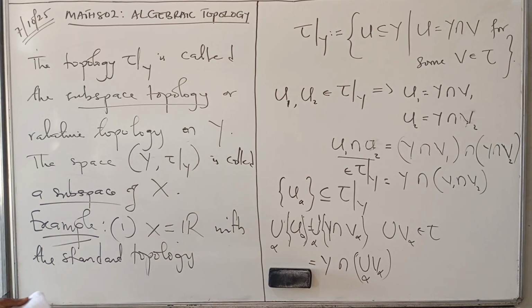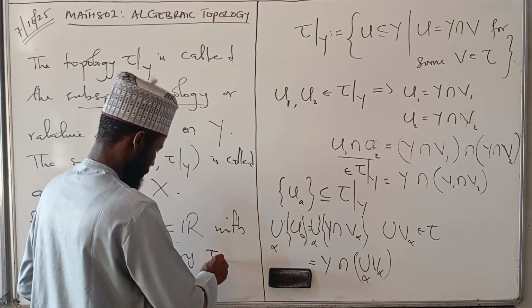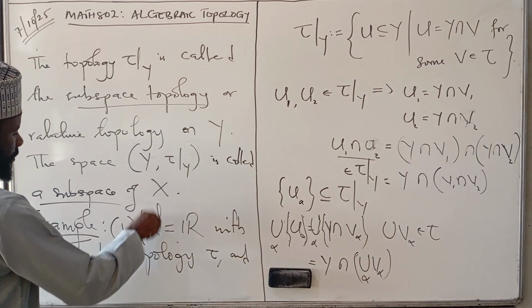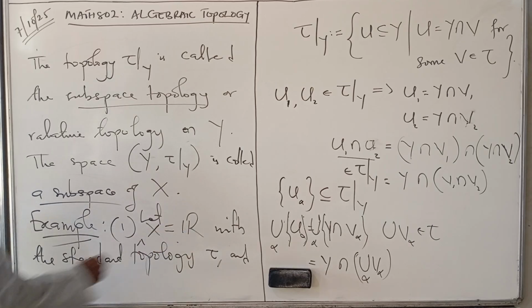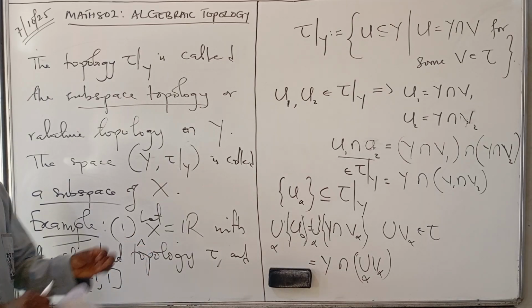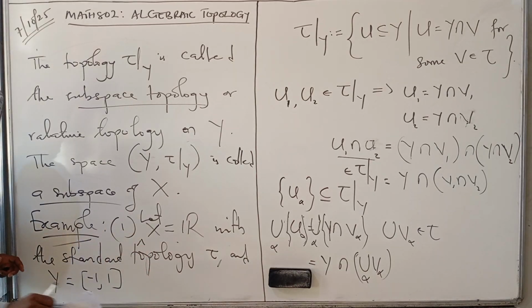Okay? Call it tau. And take X to be the real line with the standard topology and take Y to be the interval minus 1, comma 1. Do you recognize this from yesterday's lecture? This is the one ball, the ball of dimension 1. Yeah. That is the interval from 0 to 1, closed and bounded. So you can generalize this example to Rn.